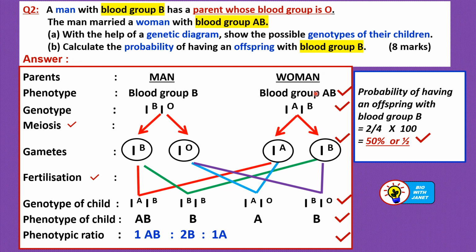Okay? Now, let's look at the question here. The question here is not asking for the phenotypic ratio of the children. It's asking you to calculate the probability of having an offspring with blood group B, right? So the probability of having offspring with blood group B equals to, as we can see from the phenotypic ratio, 2 out of 4, right? So total number of children here are 4, and out of that, 2 have blood group B. So 2 over 4 times 100, and that is equal to 50%, or in terms of fraction is half.